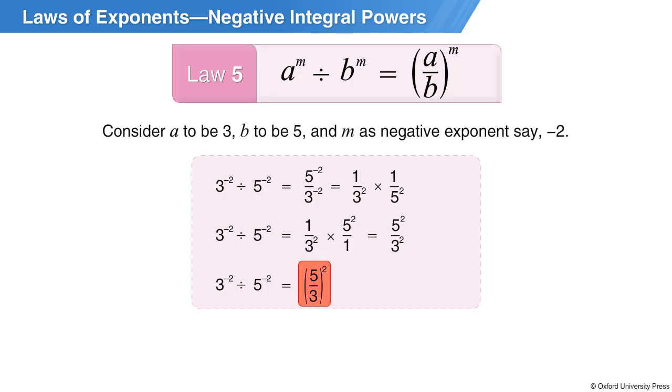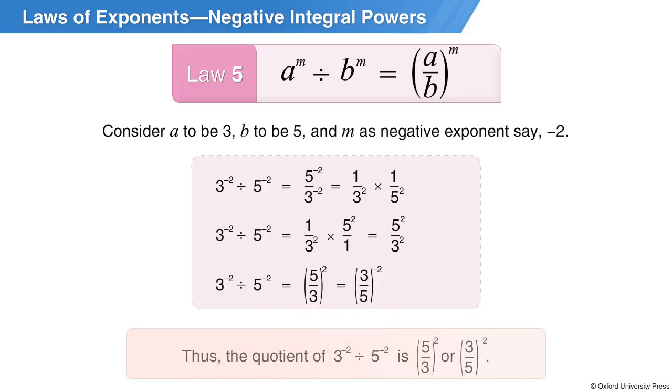Note that 5 by 3 whole square is the same as its reciprocal 3 by 5 raised to the power minus 2. Thus, the quotient obtained when 3 raised to the power minus 2 is divided by 5 to the power minus 2 is 3 upon 5 raised to the power minus 2. Hence, the fifth law of exponents also holds for negative integral powers.